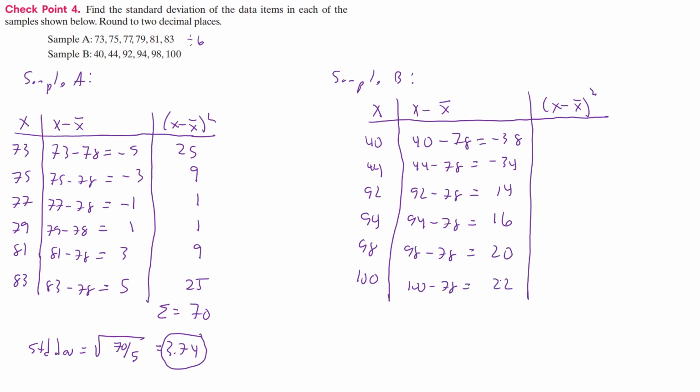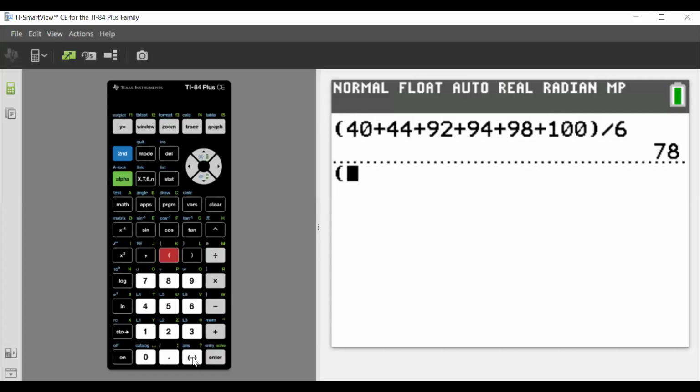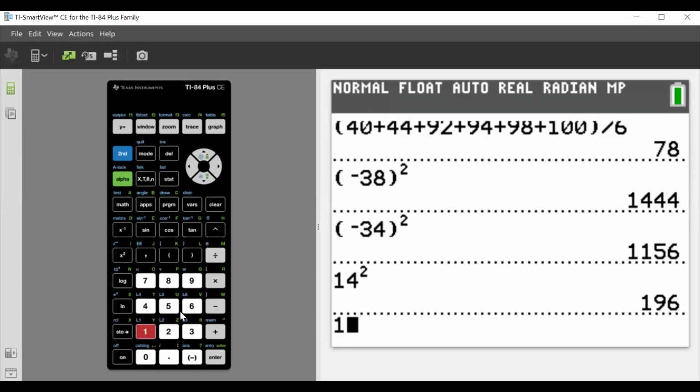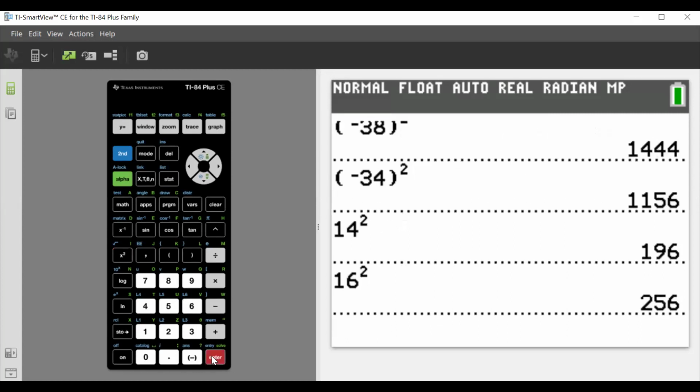All right, so now we have to square all of those. So let's go back and square them, and then we'll write them down as we do that. So we had a negative 38 squared, 1444, all right. And we've got a negative 34 squared, it's 1156. The next one was 14 squared, that's 196. And we had 16 squared, I think that's 256, yep. And then we have 20 squared is 400, and then we have 22 squared is 484.